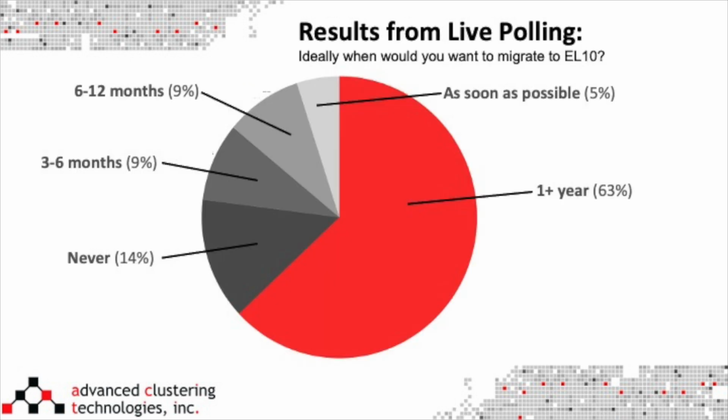Okay. So, we'll let everyone know that the vast majority was the 1+ year answer, with the 6 months and 12 months. Actually, never was second place, and then 6 to 12 months was third. So it definitely doesn't sound like EL10 support is an urgent feature from most of our customers. We had a few with as soon as possible, but the vast majority were not. So definitely good feedback for us and helps us do a little more planning on how much effort we need to put into that.